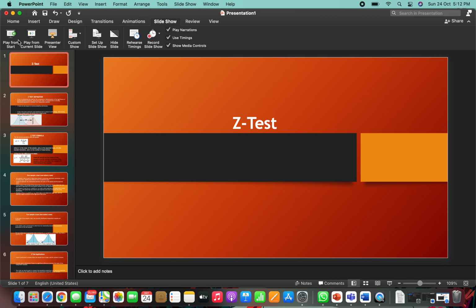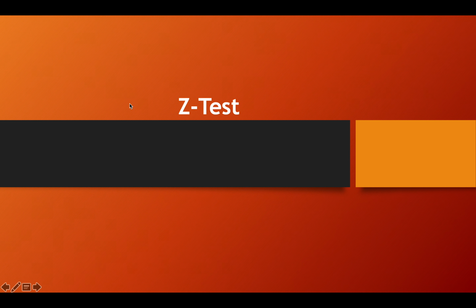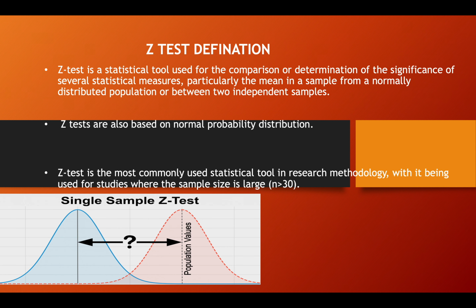Everyone, today I am going to talk about Z test. So, what is Z test? Z test is a statistical tool that is used for the comparison or determination of the significance of several statistical measures, particularly the mean in a sample for a normally distributed population or between two independent samples. Like other tests, like the t test, z tests are also based on the normal probability distribution.